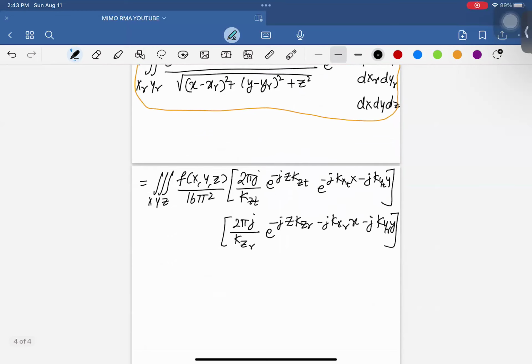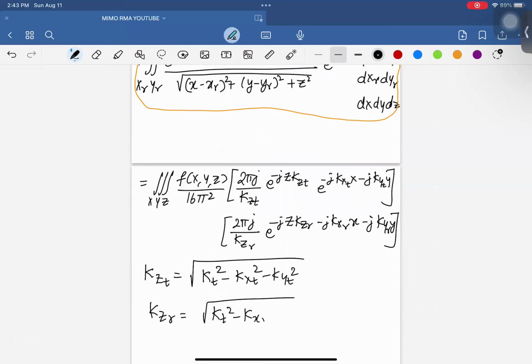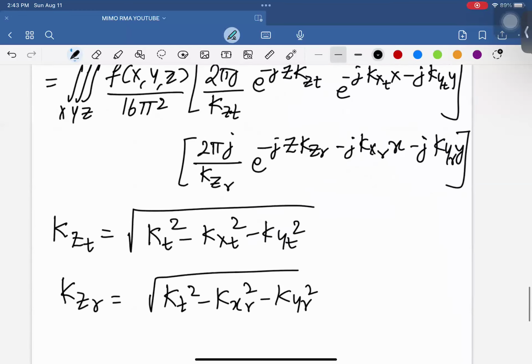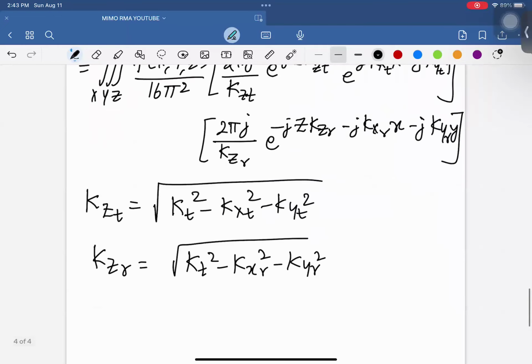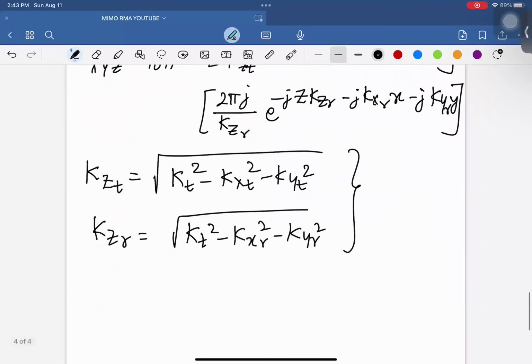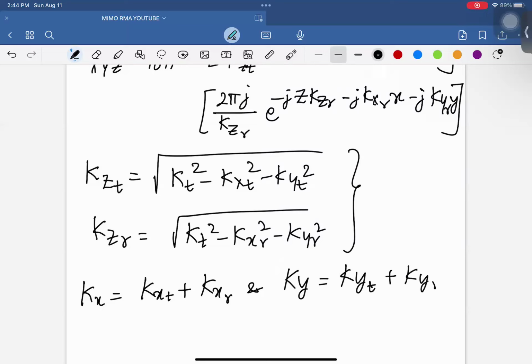so this can be simplified a little bit more. Let me just write down what kzt is: square root of kt squared minus kxt squared minus kyt squared, and kzr is square root of kt squared minus kxr squared minus kyr squared. So now that we have those substitutions, maybe zoom in a little bit. Okay, nice. So one more substitution we'll make. This comes from the method of stationary phase itself. What we can say now is we can define a new variable kx as kxt plus kxr, and ky as kyt plus kyr, and we can say kz is kzt plus kzr.